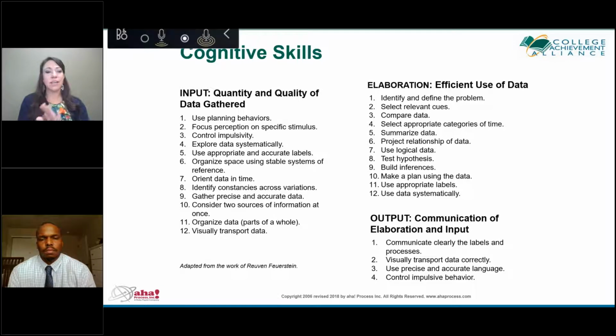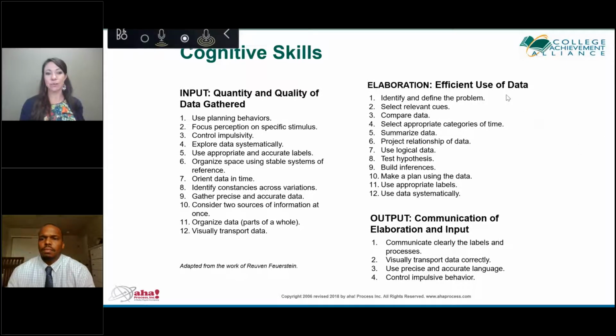Can anybody put in the chat box real quick, where do we start in college when it comes to teaching students? Do we start at the input phase, the elaboration phase, or the output phase in the classroom, or even in our programs? Does anybody know where we start or have a guess? Okay, sometimes we start with output. Yeah, sometimes we're like, give this to us, right? We want you to communicate this. We want you to do this.